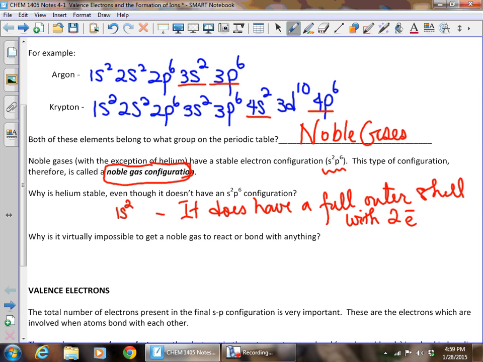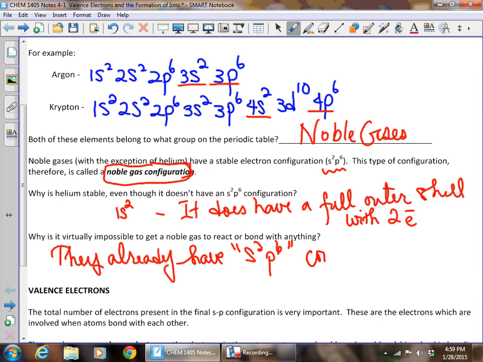So why is it virtually impossible to get a noble gas to react or bond with anything? There's no driving force. They already have that s2p6 configuration. So they have no driving force to want to bond with anything, and they have no desire to gain or lose any electrons to do that.